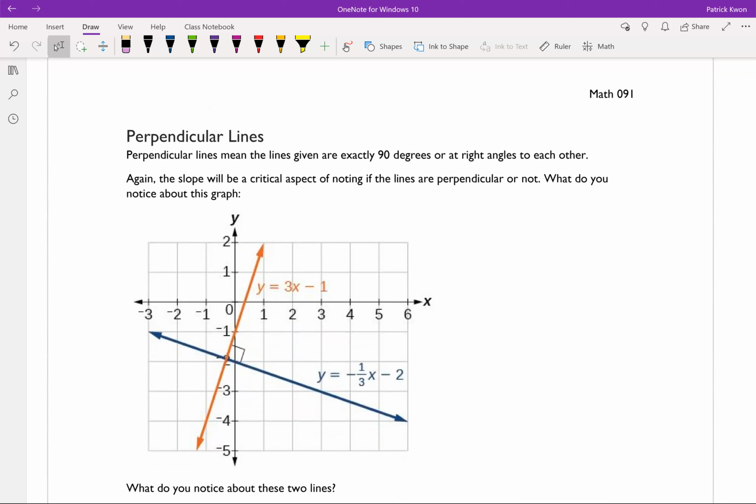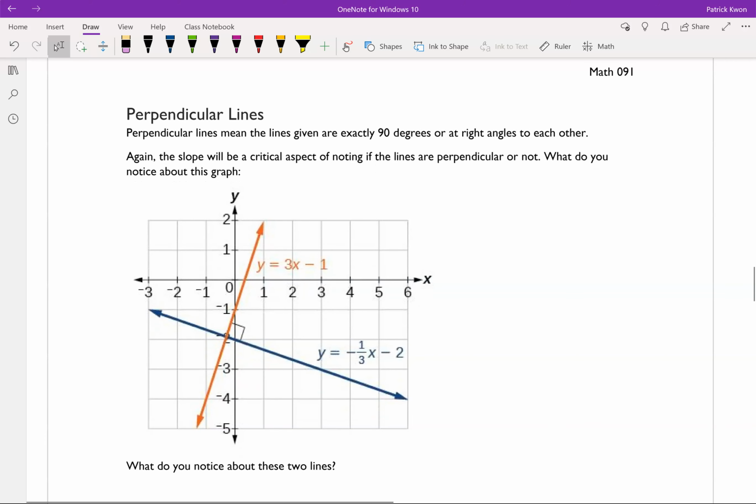Okay, the next scenario is if we're dealing with perpendicular lines, and perpendicular lines mean that the lines given are exactly 90 degrees or at right angles to each other. So if you've never seen this symbol before, this little box where the lines are intersecting, that indicates that that is a 90-degree angle.